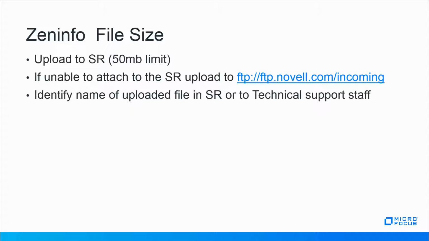The ZENinfo files are typically requested by tech support to get a full view of the ZENworks and OS operations at the time of failure by collecting various logs from the device. These can be uploaded to the SR, but there is a 50 megabyte limit for attachments to SRs. If the ZENinfo file is too large to attach to the SR, feel free to rename the file to identify the SR and upload to ftp:/fdp.novell.com/incoming. Make sure you notify the technical support staff or update the SR of the file name uploaded to the FTP site so we can locate it.